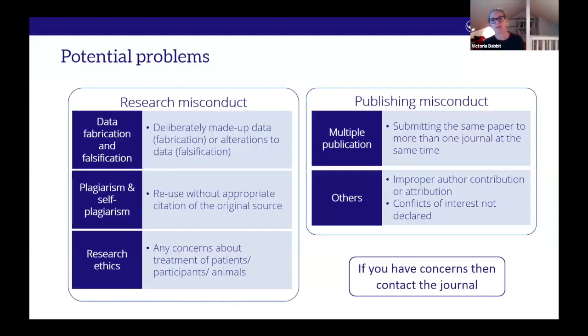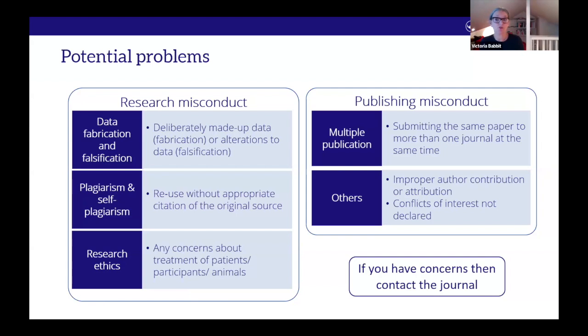So here are some potential problems you might come across. There will be issues with the research and writing process, such as fabrication or falsification of data, plagiarism, and research ethics related to how the study was conducted. Then we have publishing misconduct, which could be submitting the same article to a number of journals at the same time, or other types of misconduct, such as authorship issues or not stating conflicts of interest.